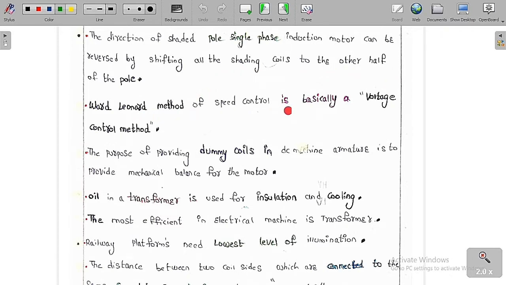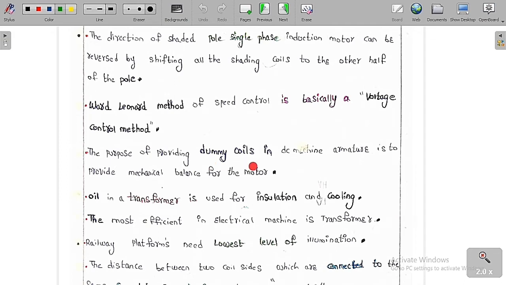Ward Leonard method of speed control is basically a voltage control method. I have already told you, in the case of the DC machine, if you want to control the speed, either in the clockwise or anti-clockwise direction, you can get it with the help of this voltage control method. So the Ward Leonard method of speed control is basically a voltage control method.